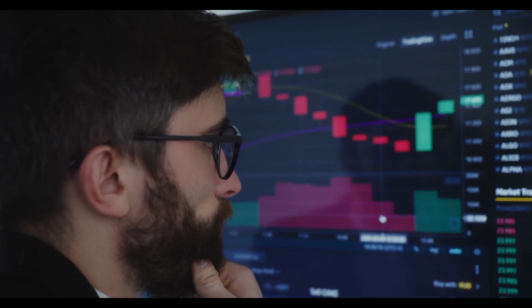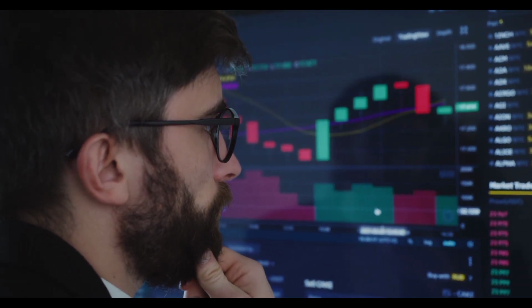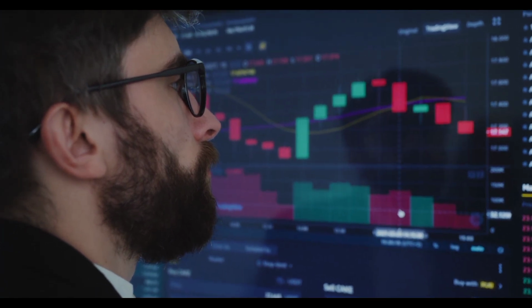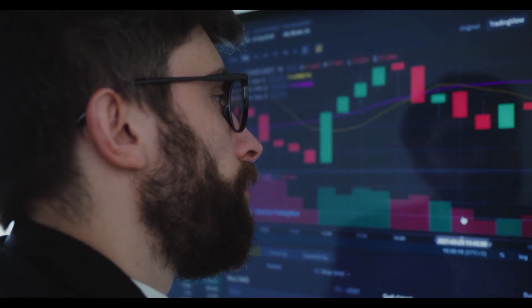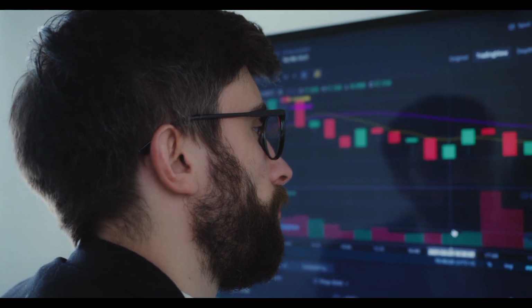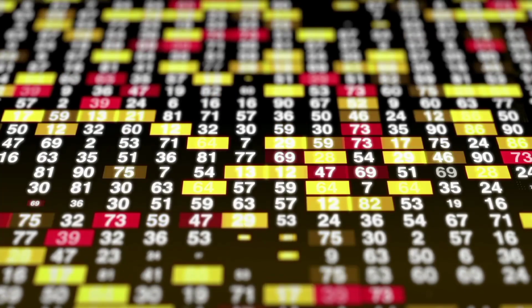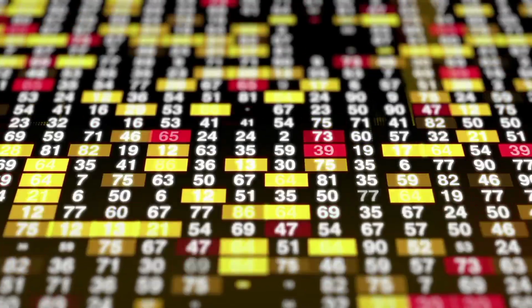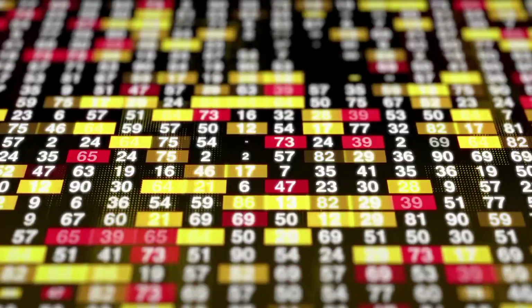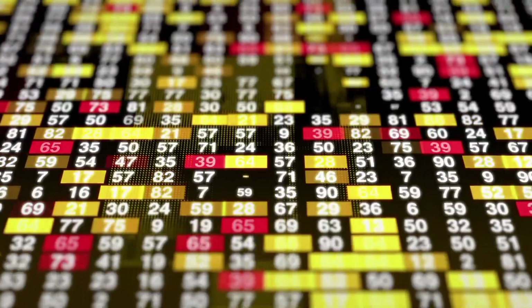Risks of option trading. While option trading can provide opportunities for profits, it also involves significant risks. Options can expire worthless, meaning the trader loses the entire premium paid for the option. Additionally, options can be complex and difficult to understand, particularly for beginners.